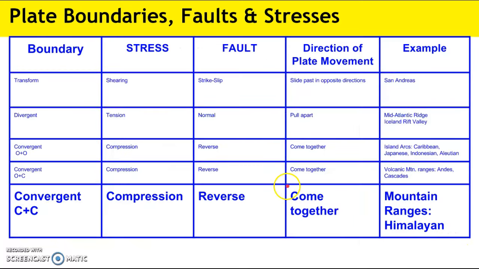And finally, you're going to update your table. Again, same compression, reverse faults, still coming together, but your example will be the Himalayan mountains this time, a mountain range that is not volcanic.